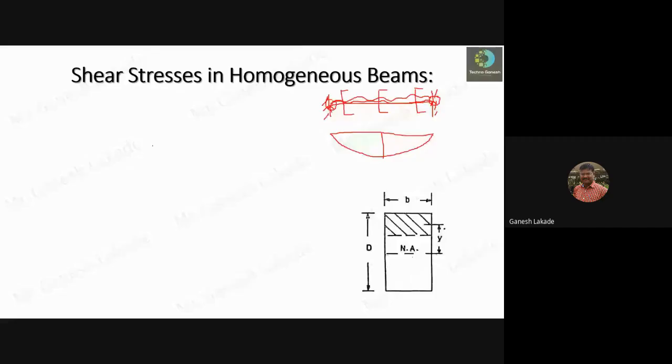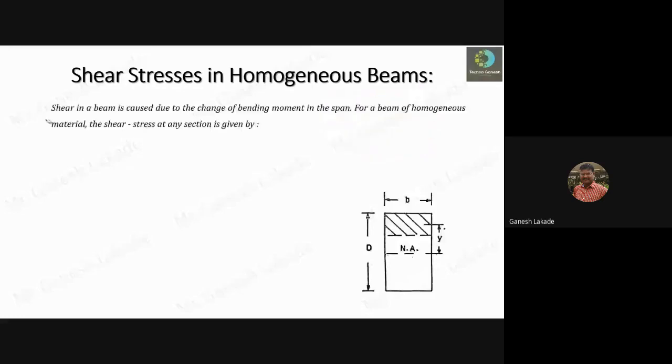Shear in a beam is caused due to the change in bending moment in the span, and for a beam of homogeneous metal means what? What do you mean by homogeneous metal?